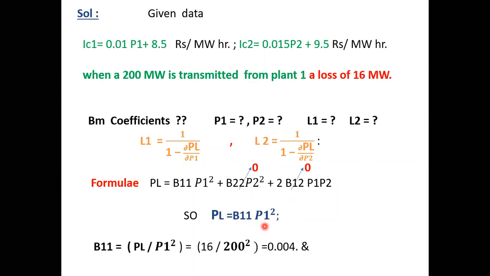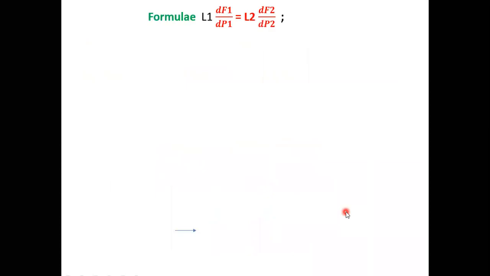From this, we can understand how to calculate the B11 value from the given data. That is, the B11 value equals 0.004. Then what about B22 and B12? They are zeros, because in this one the load is near to power plant 2, so the loss coefficients related to the second plant become 0. That is the solution for the B coefficients. Then we will move on to the next one.